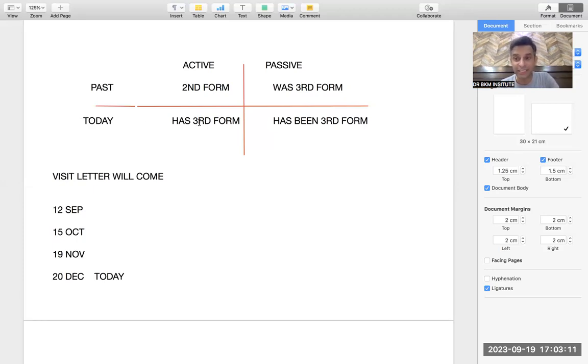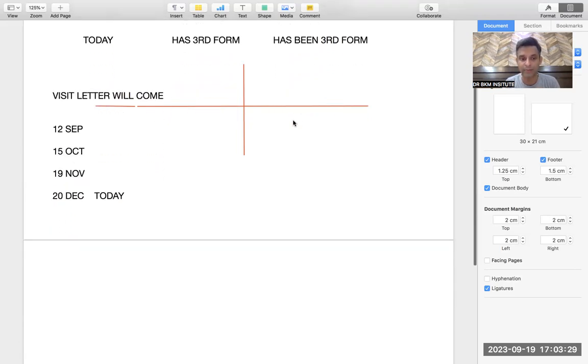Today the patient has suffered from fever and the patient has been found with elevated temperature. So sorry, over here as well. So the past visit consists of these things: second form or was plus third form, and present, that is today, consists of has third form and has been third form. It is very simple. Now I will tell you in the letter. So now I'm taking you to the application.